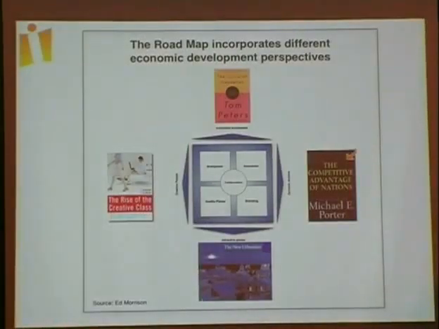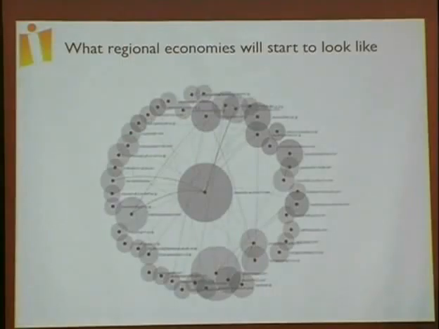So you may have heard about Tom Peters. You may have heard about Michael Porter. You may have heard about Richard Florida or the new urbanists. Well, they're all right, but they're all looking at only one portion of the equation. So part of our challenge is to start developing a regional economy that starts to look like this, which are networks embedded in other networks, networks tied to other networks. And the real challenge for software development and for internet developers is to figure out how to integrate all this stuff in ways that people can understand it and use it.